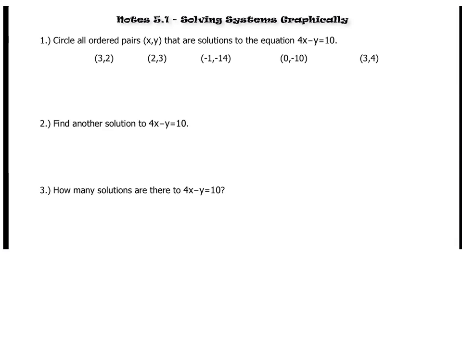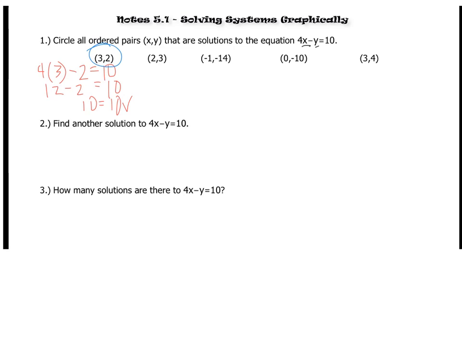All right, so solving systems graphically. What we need to do first is circle all ordered pairs that are solutions to this equation. So what you're doing is you're plugging the x in for the x and the y in for the y. So our first one, remember x comes first in an ordered pair, so it's 4 times 3 minus 2 equals 10. 4 times 3 is 12. Does 12 minus 2 equal 10? Yes, it does. So this is our first ordered pair that works.